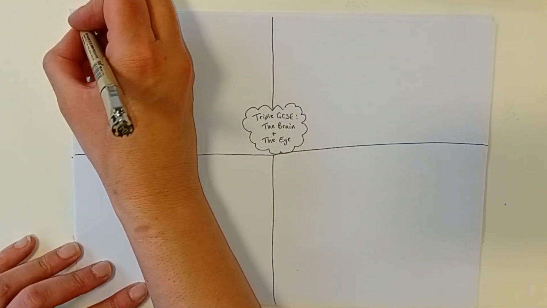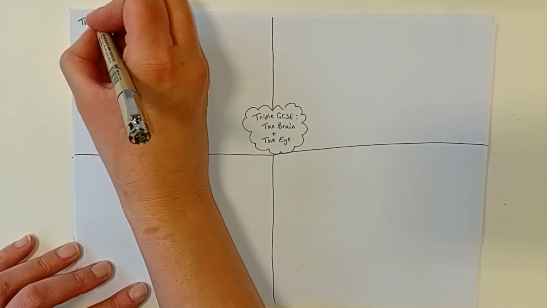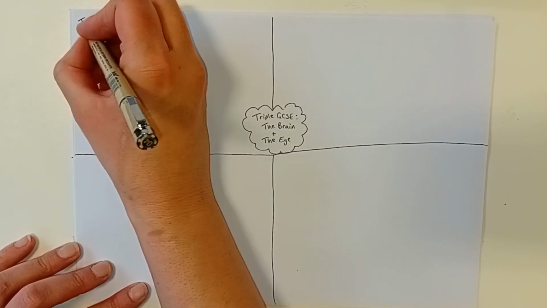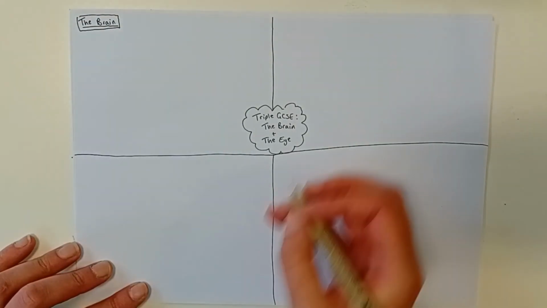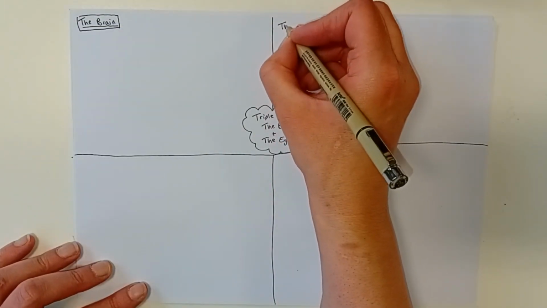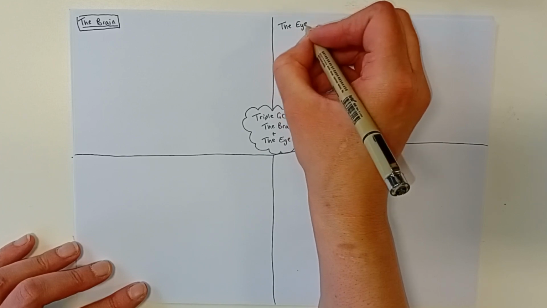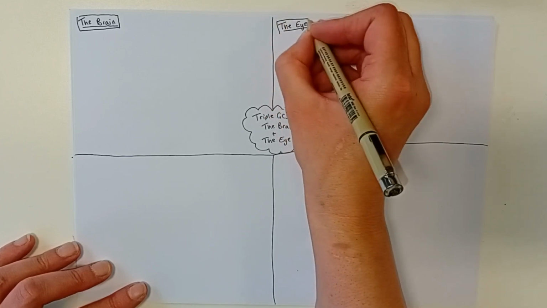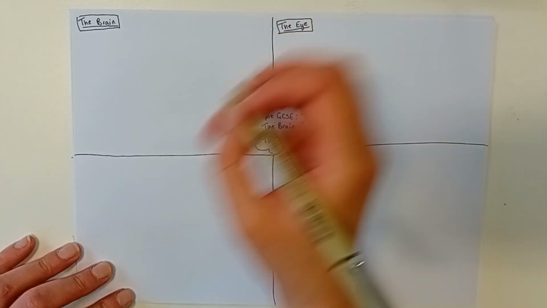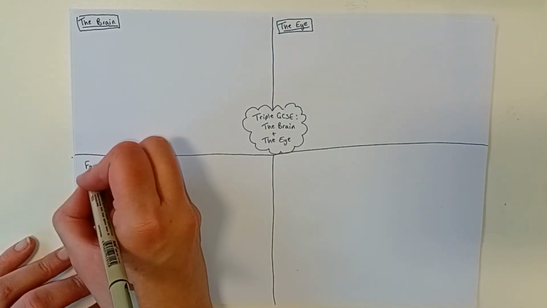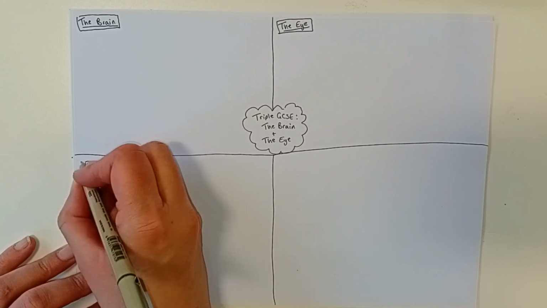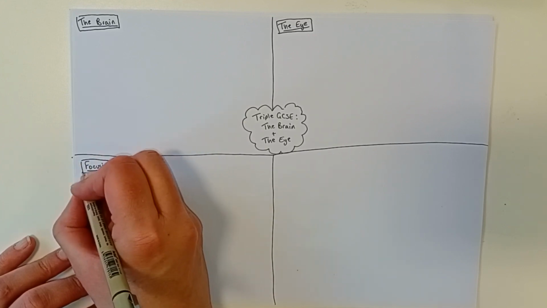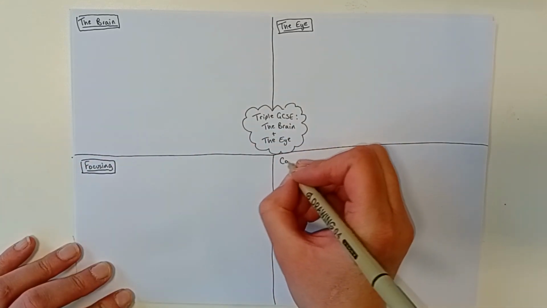And this top left-hand side, we're going to be doing about the brain. Then we're going to be doing about the structure of the eye. Then we're going to be doing about focusing. And lastly, we're going to be doing about correcting vision.